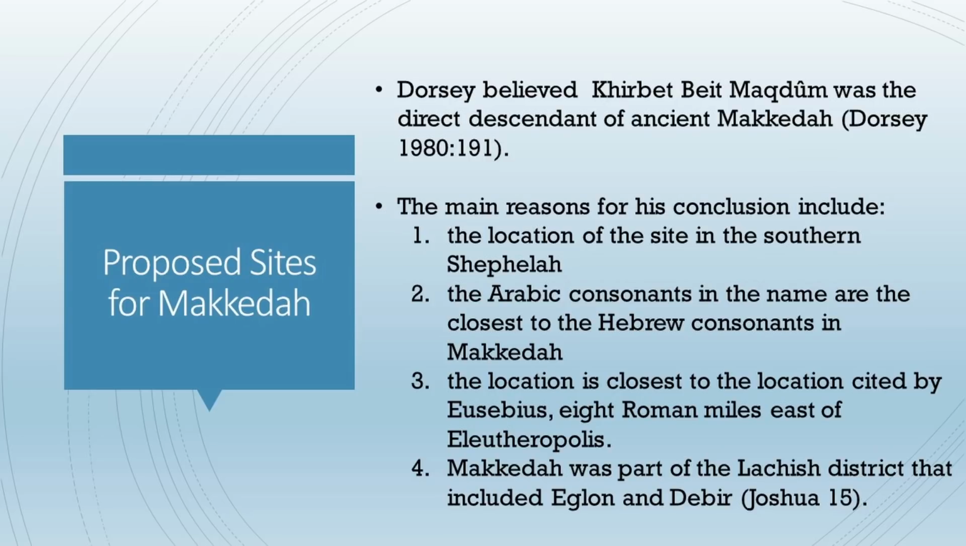Makkedah was part of the Lachish district. This I don't understand as well, and I'll admit that now, but it includes the cities of Eglon and Debir, which we think is south down there, or I think is south in the southern Shephelah. So that's one of Dorsey's arguments, but he said the exact boundaries of what's called the so-called Lachish district from Joshua 15 was not as clear, but that was one of his arguments.